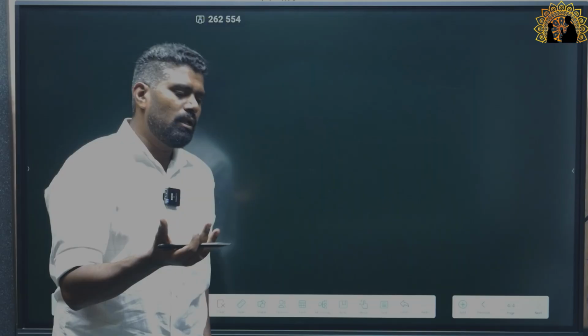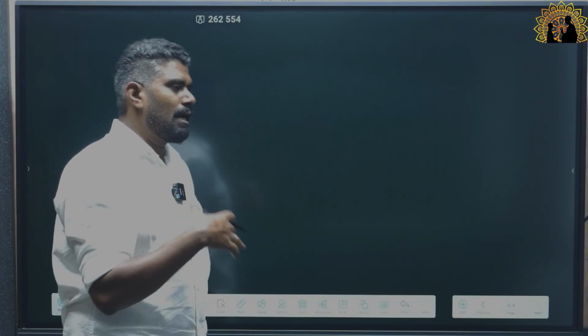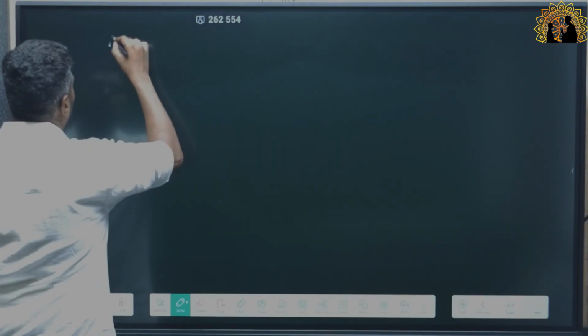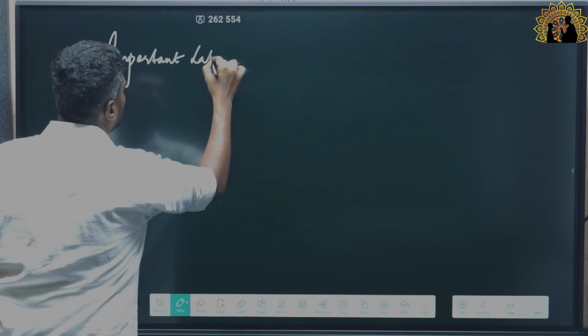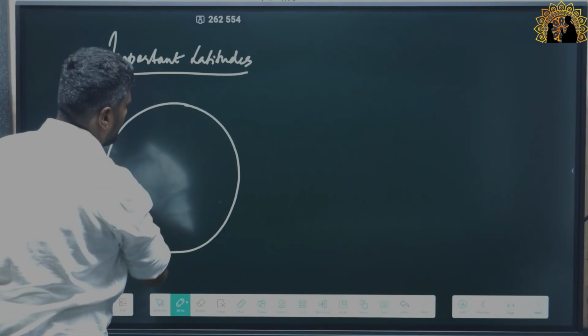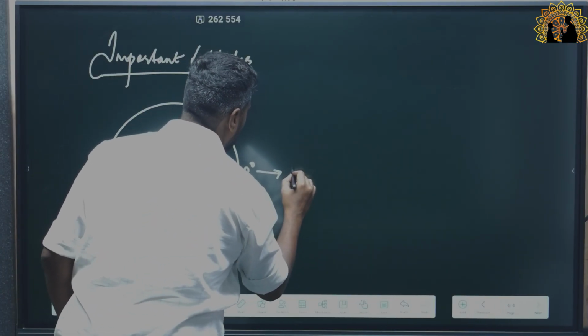Okay, and it's not only about the motion of the Earth. Because of climatic change and atmospheric circulation, we also land on some latitudes which are very important. So, I'm talking about the important latitudes. If I take this as the Earth, the very first important latitude, the 0 degree, is the equator.